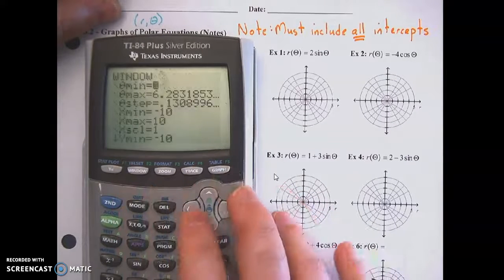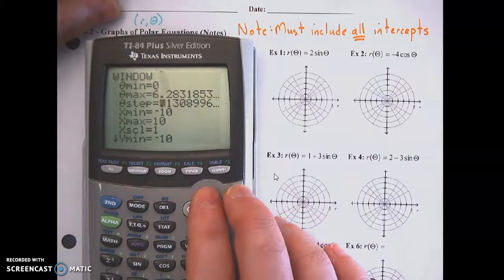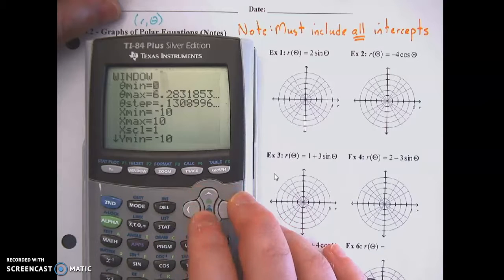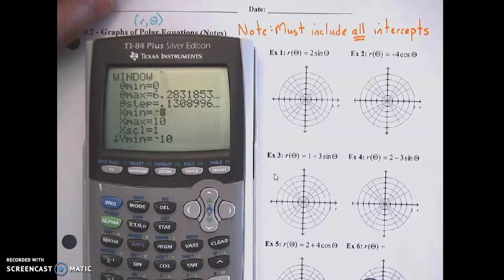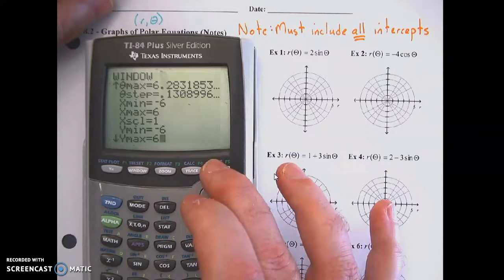So I'm going to check my window. I'm going to do the same thing that I did here. Don't mess with these for now. This is just 0 to 2 pi, and this is how often it draws a picture. I'm going to go from -6 to 6, just like we did on Desmos. And now I'm going to hit graph.